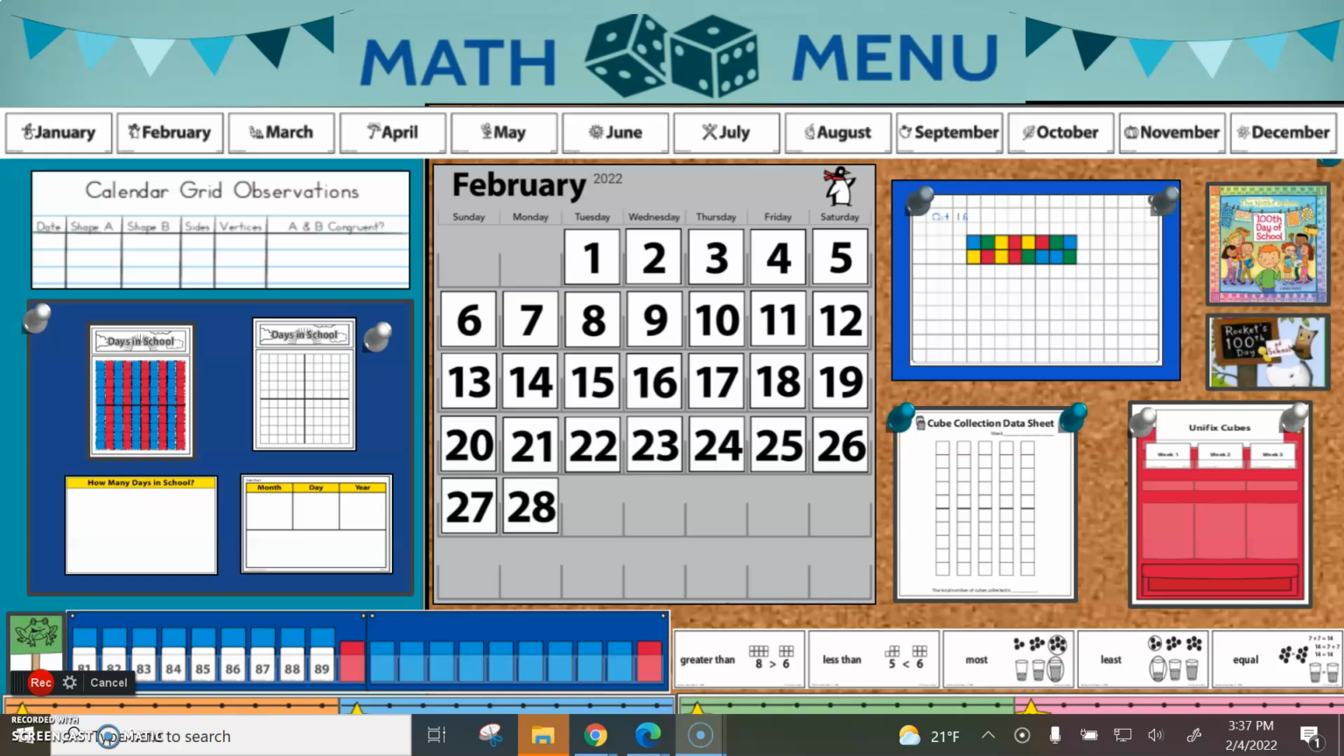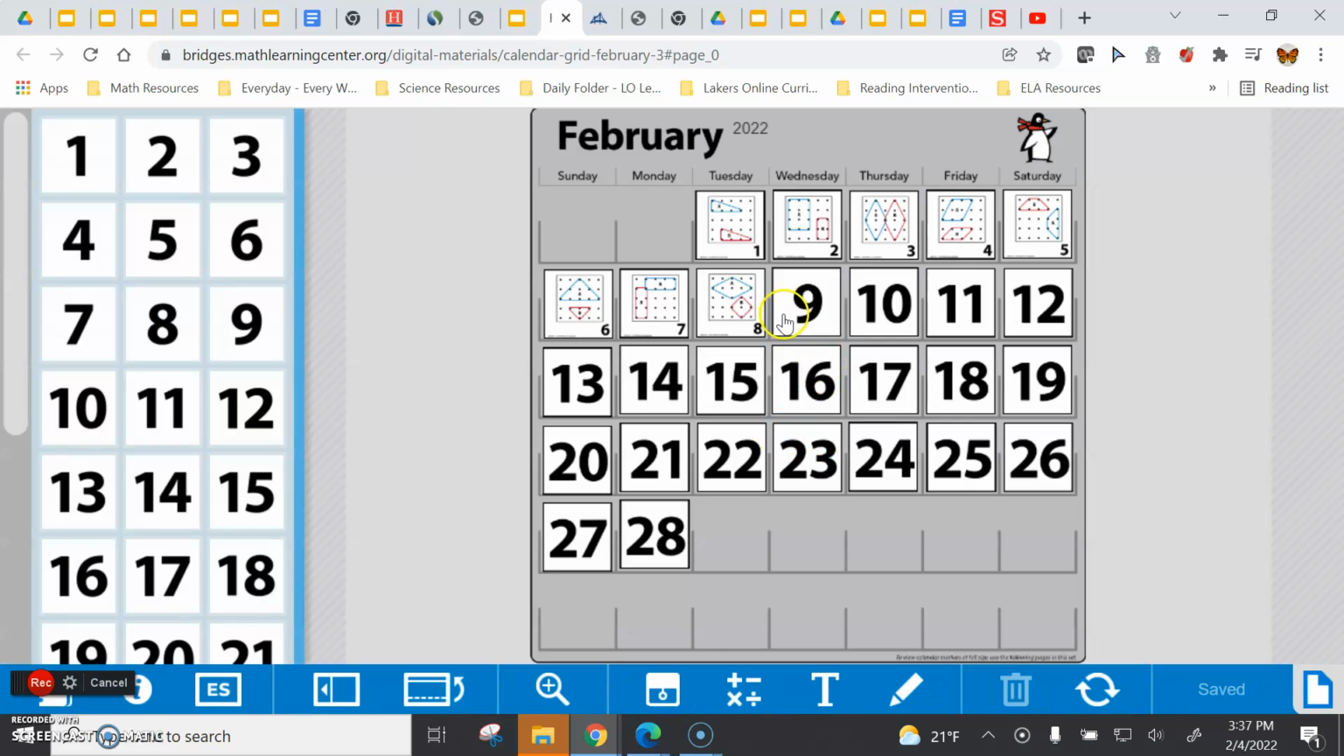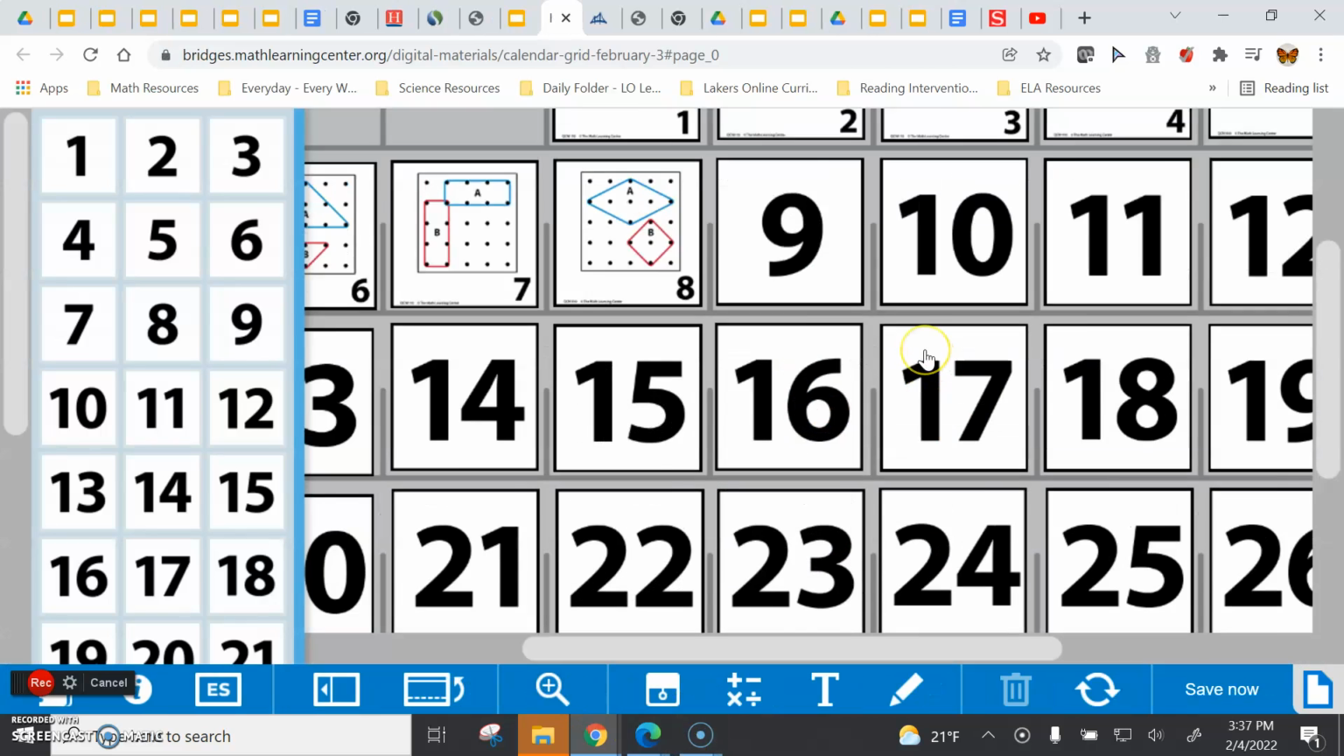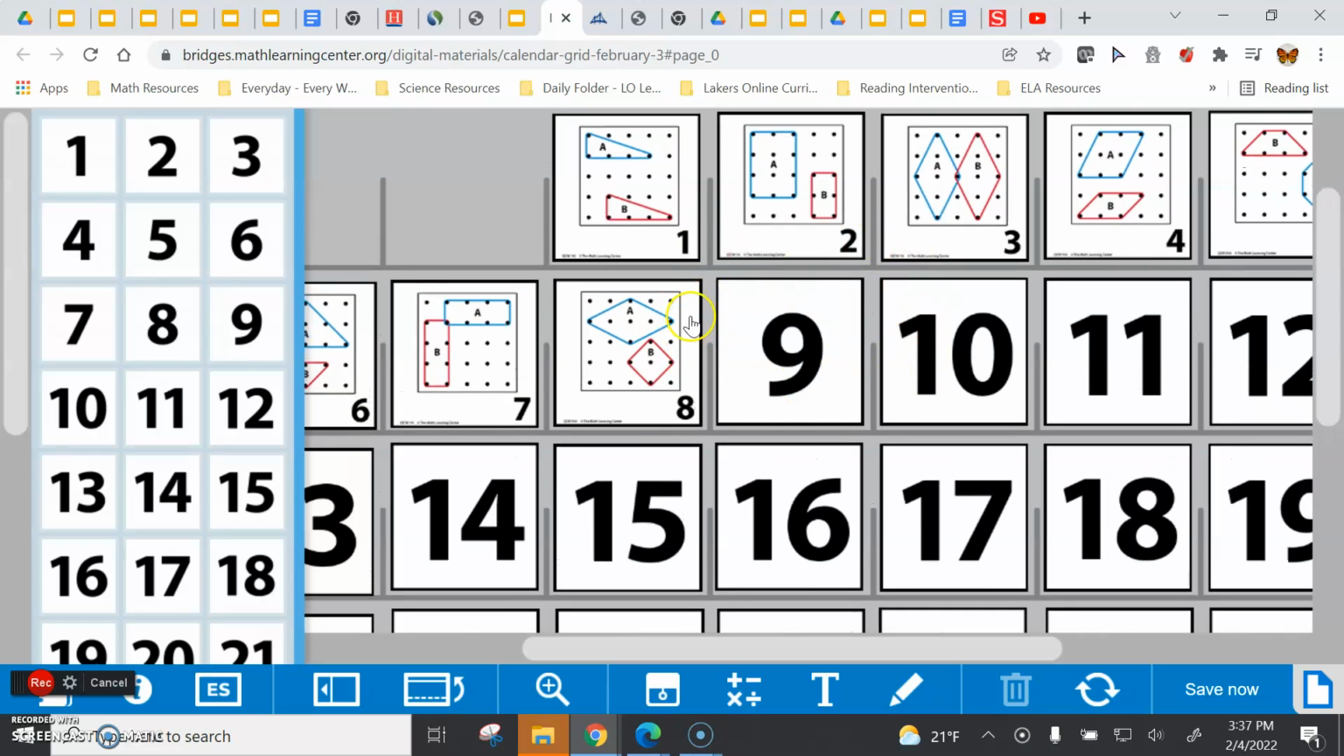Let's find out what is in our number corner for the day. As we check out our calendar, we have noticed that we have a lot of shapes. We've been talking about triangles, rectangles, rhombuses, and even trapezoids this month. What will be on our card for this day?